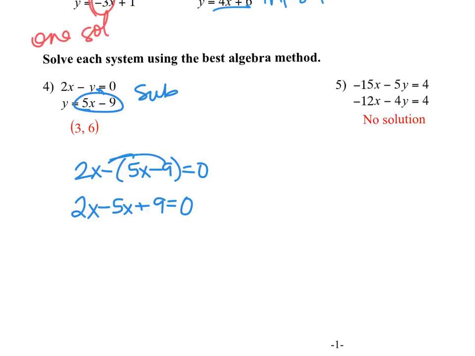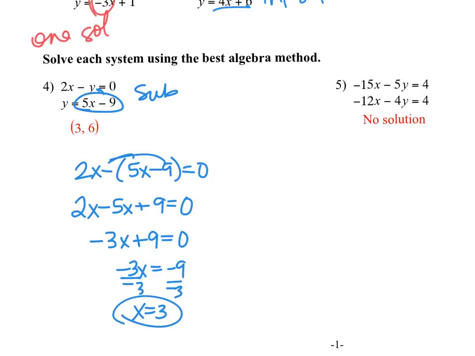And then we're going to combine like terms since we're on the same side. So negative 3x plus 9. If I subtract the 9 over, because I'm trying to solve for x, I get negative 3x equals negative 9. So x is going to be 3. And then remember, we always have to plug back in to get a y value.